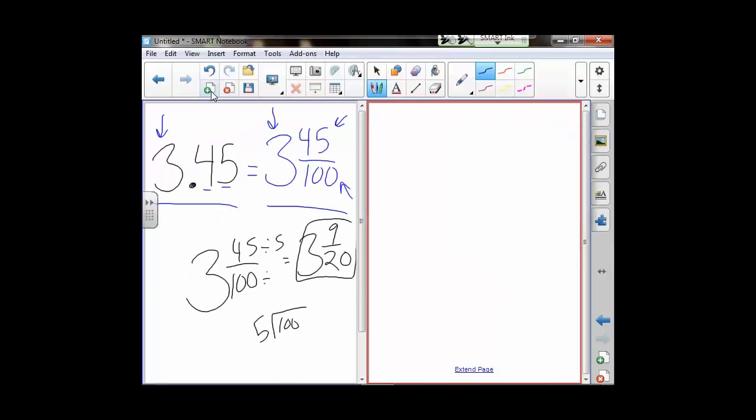But wait a second. What if I went big? What if I went even bigger? Let's say I had a number like 5.256. I should not read it as 5.256. I should read it as 5,256,000ths, because we went tenths, hundredths, and thousandths.